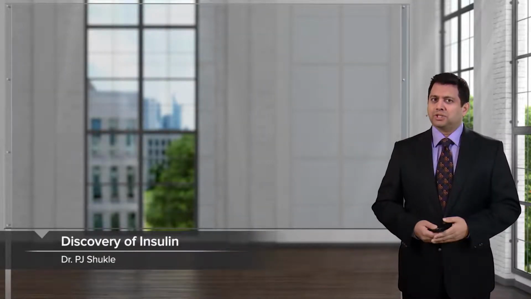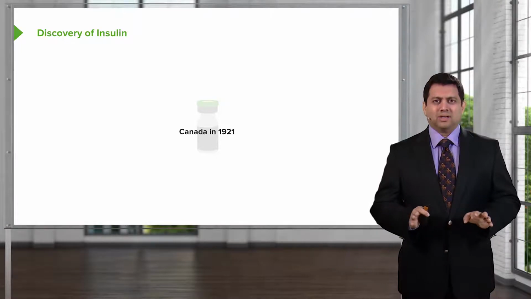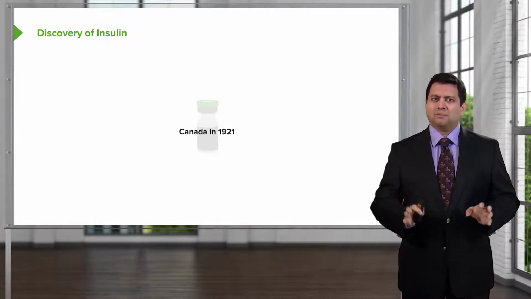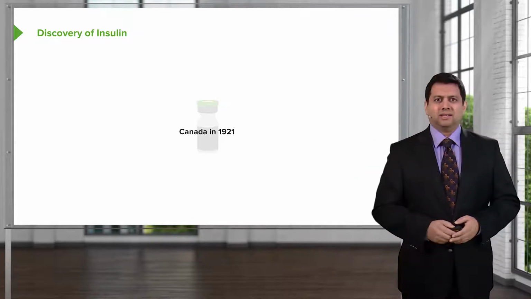I'm Dr. PJ Shukla, and we're going to be talking about drugs and diabetes today. When we talk about drugs and diabetes, let's start off talking about how insulin was discovered. Let's go back to Canada in 1921.